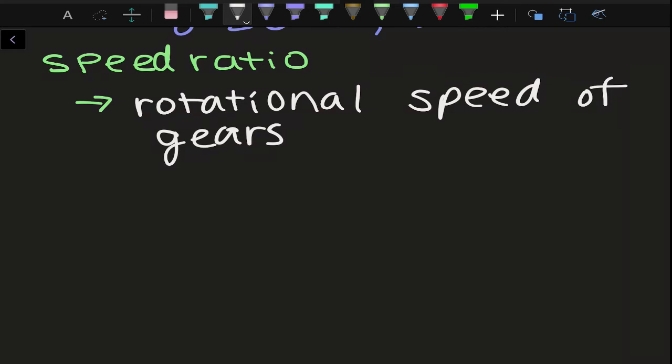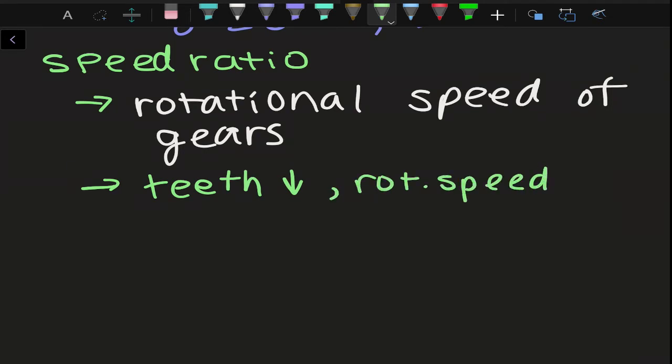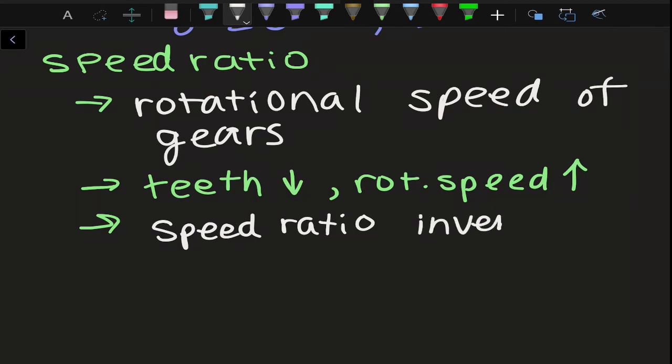Now, as the number of teeth in a gear decreases, the rotational speed increases. What this means is that the speed ratio is the inverse of the gear ratio.